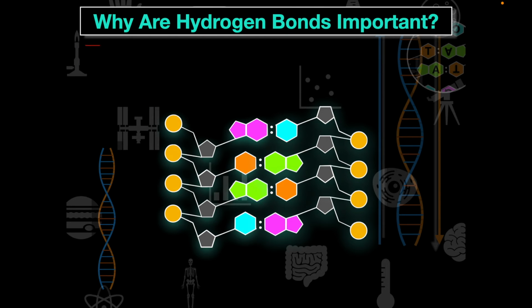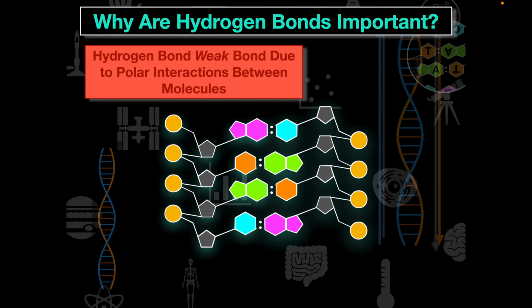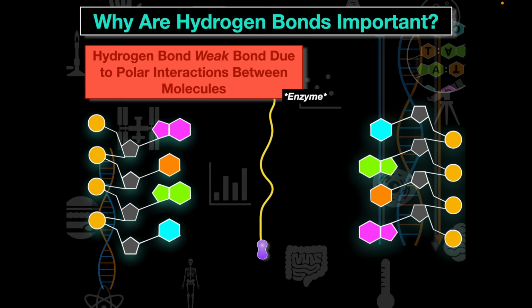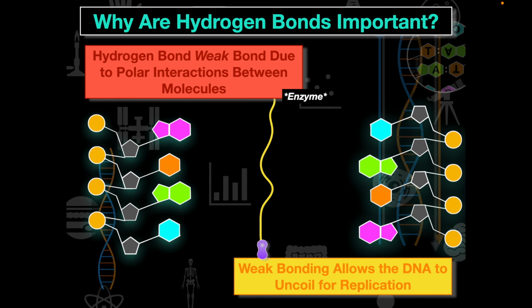Now we're again back talking about these hydrogen bonds, and why are the hydrogen bonds important? Remember, a hydrogen bond is a weak bond due to polar interactions between molecules. But we can replicate DNA by breaking these weak bonds and separating the two strands of the DNA. Weak bonding allows the DNA to uncoil for replication. It's really important that we have this hydrogen bond in between and not something stronger like an ionic bond in order to get replication to occur.